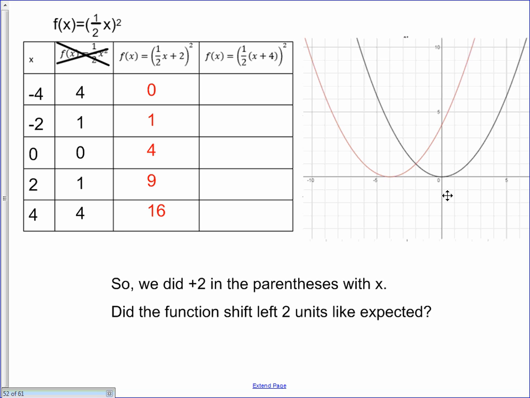No, I didn't. Look at the vertex right here. The bottom point is at the origin. It shifted over 4 units. Everything on the black graph, this point right here on the black graph, shifted over here 4 units. Everything on the graph shifted over 4 units to the left. So what went wrong? We're going to need to fill in the last row or column in this table in order to figure out. So we need to make another change here.